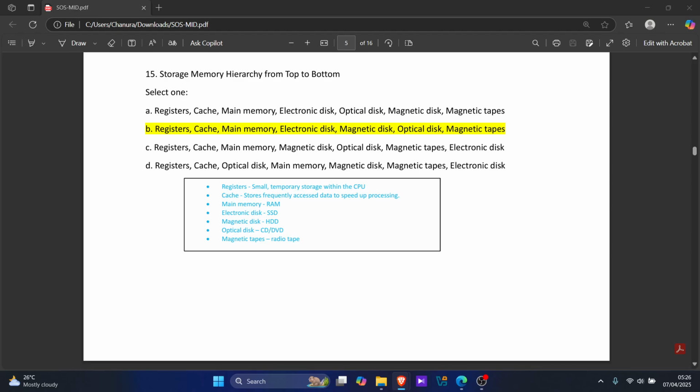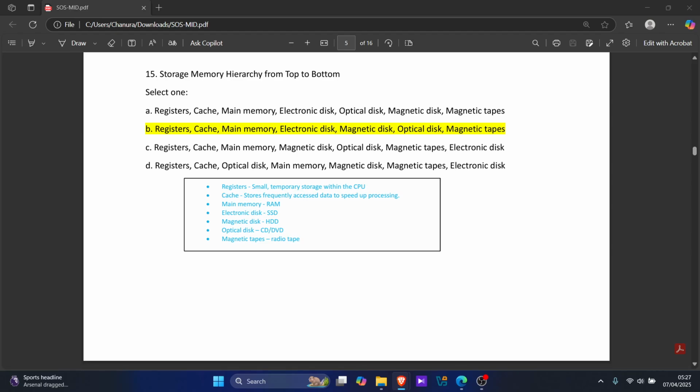Wait, but let me check if that's correct. Sometimes electronic disks are considered a form of secondary storage, but they are faster than magnetic disks. So after main memory, the next would be electronic disk, then magnetic disk, then optical disks, and then magnetic tapes. That seems right. Looking at the options, option A: registers, cache, main memory, electronic disk, optical disk, magnetic disk, magnetic tapes.